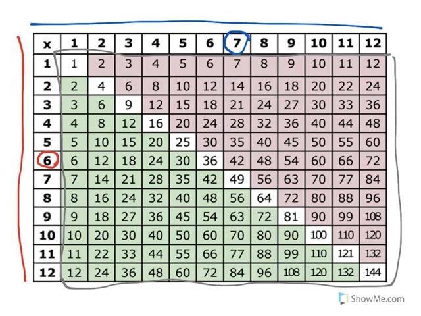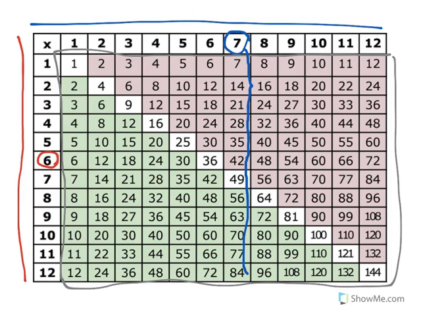These numbers represent the multiplication tables. This is all the numbers times 7, 7 times 1 through 12. So 7 times 1 is 7, 7 times 2 is 14, 7 times 3 is 21, 7 times 4 is 28, so on and so forth. All the multiples up to 7 times 12 is 84.